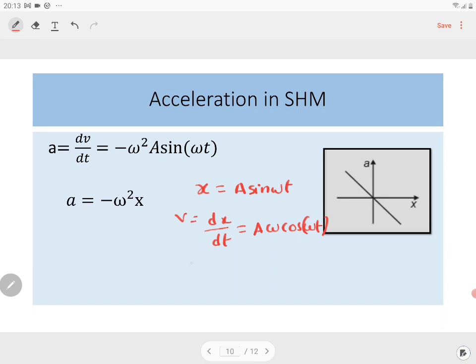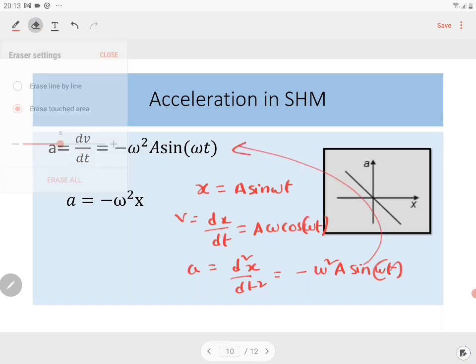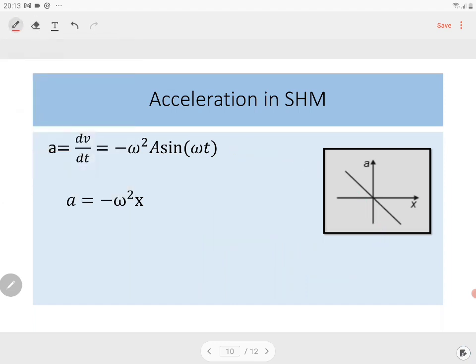Then again you differentiate, you will get acceleration, that is d square x divided by dt square, equal to minus omega square A sin omega t. So that's what I have shown here. That is acceleration as a function of t. Now, if you want to express acceleration as a function of x, just replace this A sin omega t with x, because x is equal to A sin omega t.